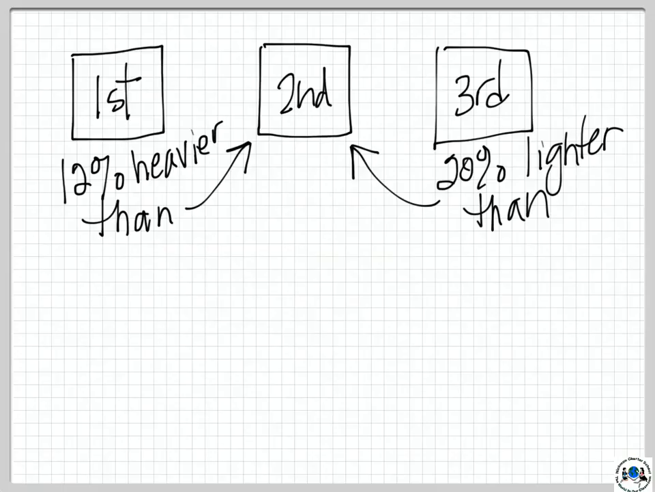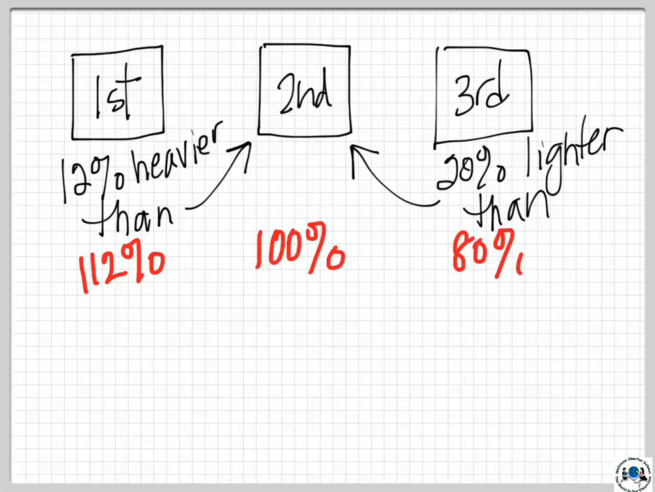So hopefully you would understand, just based on what we had done in prior lessons, that both the first and the third are being compared to the second. So that makes that second container very, very important to us, because it makes it our point of reference. I'll just write these down. As our point of reference, it becomes our 100%, because we're using that as the whole in this case.